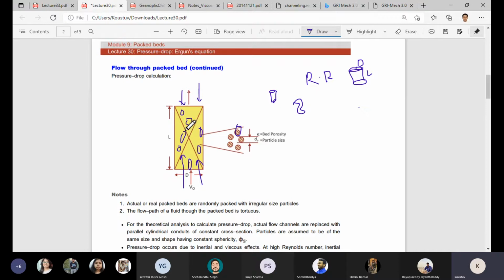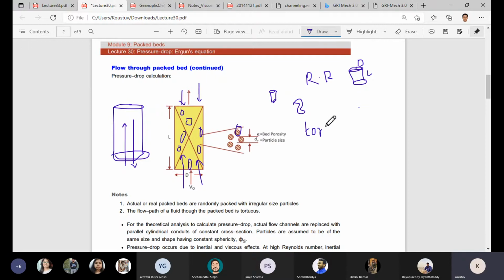Now this flow through this packed bed will not be the same as flow through an empty tube or empty pipe. Let's say, vis-a-vis, we keep an empty tube. It is very much uniform and you know how to calculate the pressure drop. But when there is a packing, things become very different. The first noticeable difference is the flow path. The flow path no longer remains uniform or straight. It becomes very much tortuous.